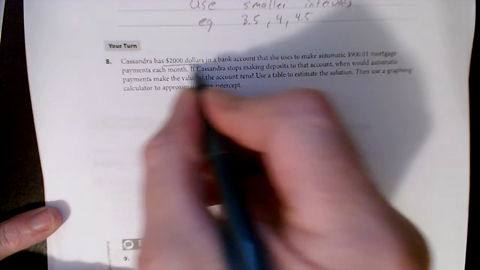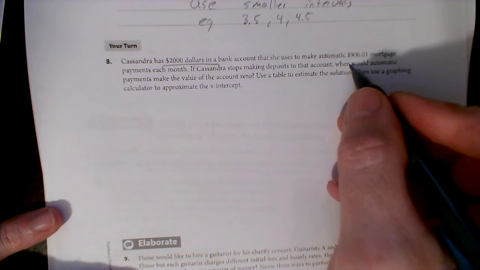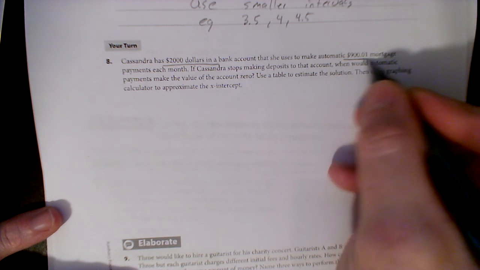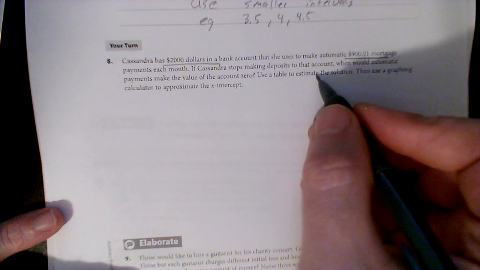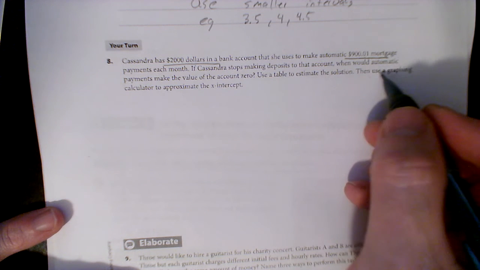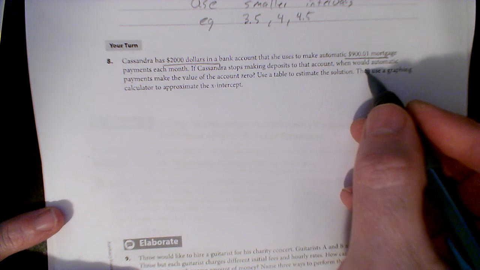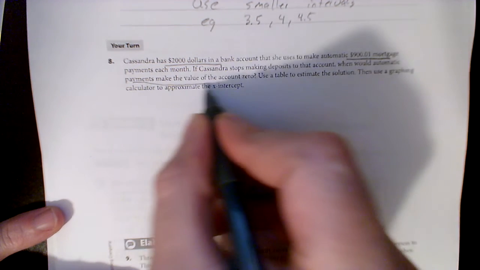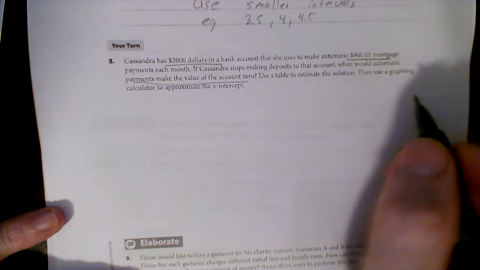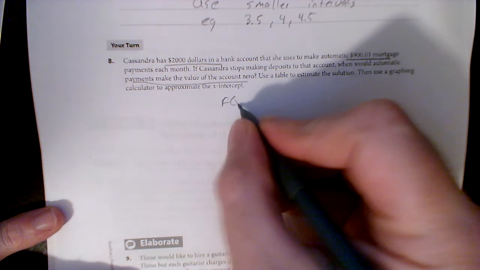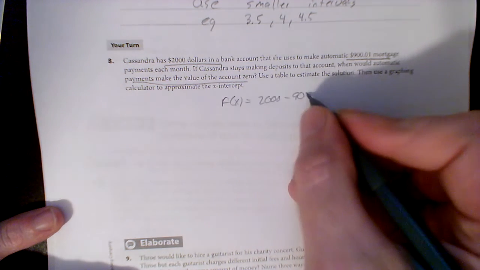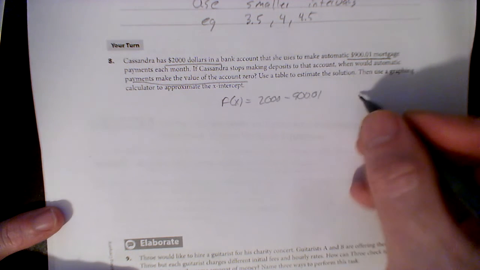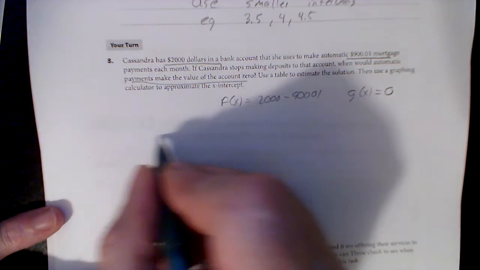Anyway, here we go. Cassandra has $2,000 in a bank account. She used it to make automatic mortgage payments of $900. She's going to run out quick. If Cassandra doesn't make deposits, when would the automatic payments get the account to 0? Use a table to figure it out. So we've got f of x, which is 2,000 minus 900.01. This is not going to take long. And g of x, once again, we're finding out when that equation matches 0.